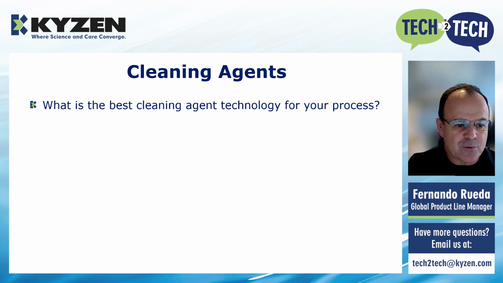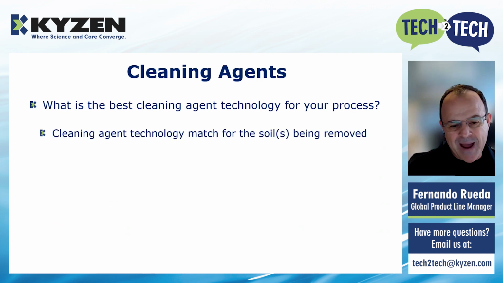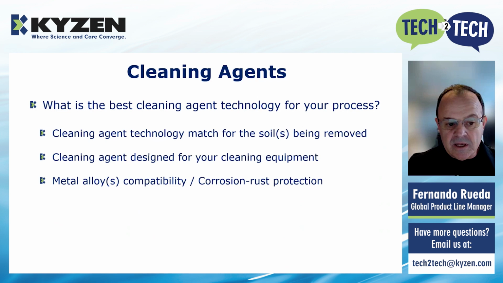So in terms of cleaning agents, what's the best technology that we can use for our process? We need to keep in mind the cleaning agent technology matching the soil that we are removing. We need to be able to dissolve and remove that soil with the cleaning product. We need to make sure that the cleaning product is compatible with the cleaning equipment. There are no problems with seals or with any other material that the equipment is made from, plus that, depending on what type of equipment, the chemistry is made for the type of mechanical agitation that is being applied. We also need to consider the metal alloy or the type of metals that we are cleaning, okay, for potential compatibility problems. And if we need to protect them from corrosion, whether it's in process or long-term.